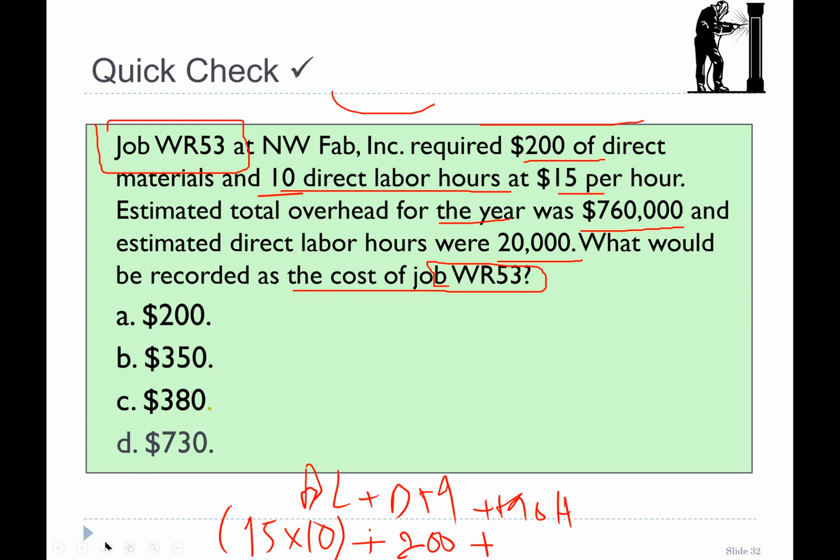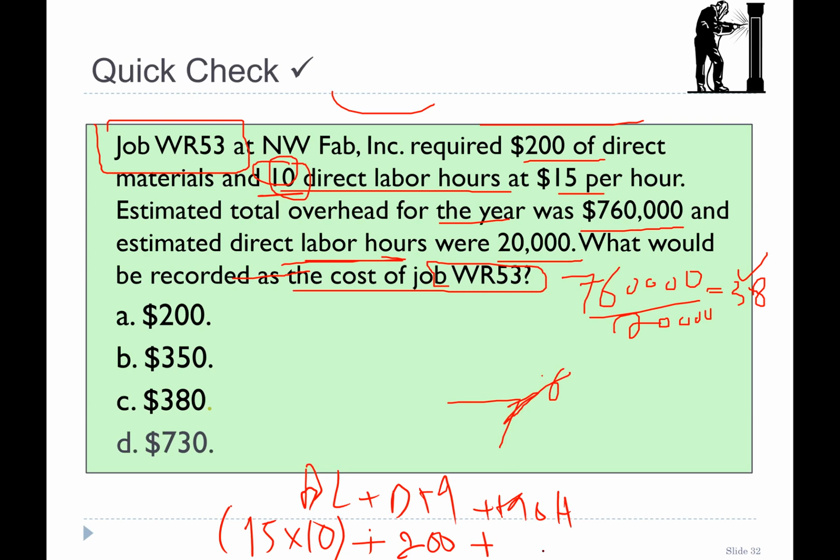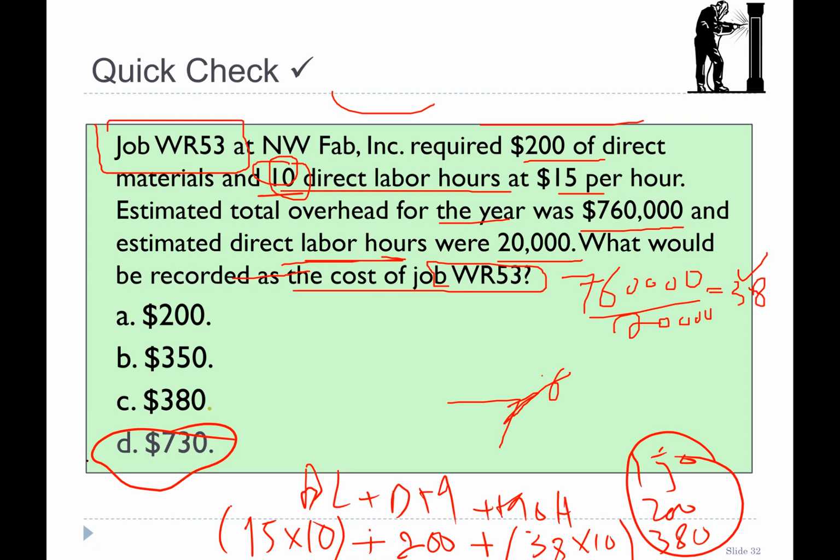Manufacturing overhead is, let me write it here, 760,000 divided by 20,000. What is the answer? 38, right? So this 38 is based on direct labor hours. And how many labor hours are used? 10. So we write 38 multiplied by 10. So the answer here is 380. 150 plus 200 plus 380. The answer would be 730. So you guys had a wrong answer here. So now you understand?